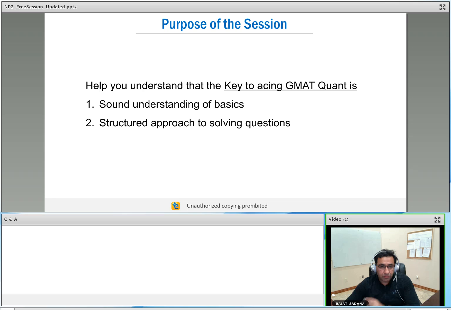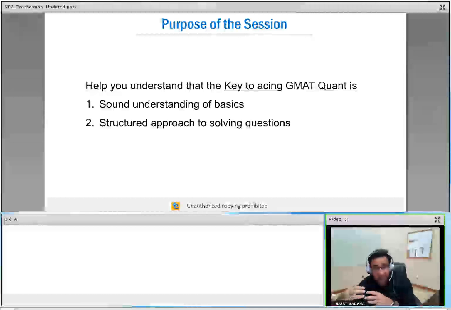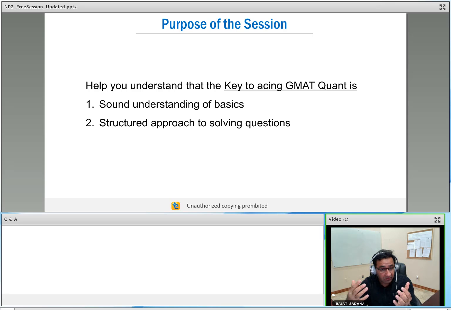So what I want to achieve in this session, I want to achieve 2 things. One is that you guys understand what it takes to solve GMAT Quant. GMAT Quant isn't as much about math as it is about logical reasoning, and so that's something that I want to make sure that you take away from this session. The second is if you have a method to solve questions, not tricks, but a method to solve questions, you can actually solve the most challenging questions.